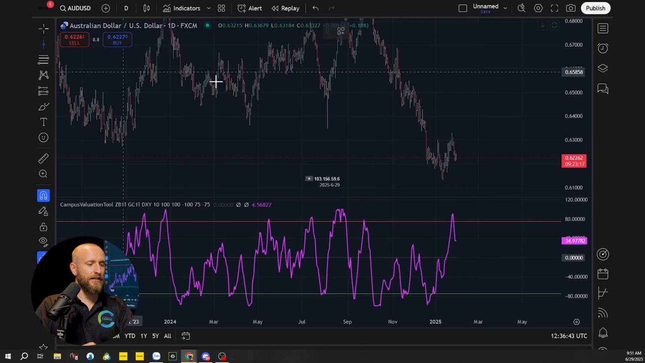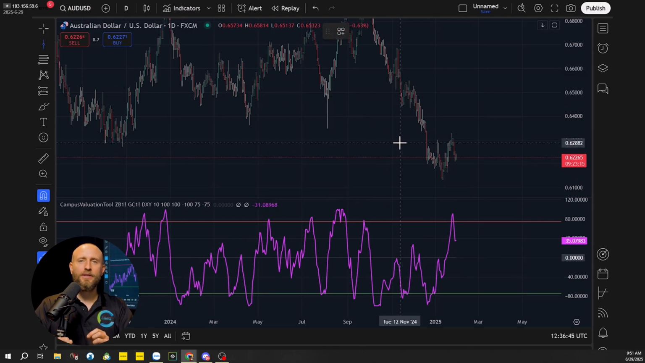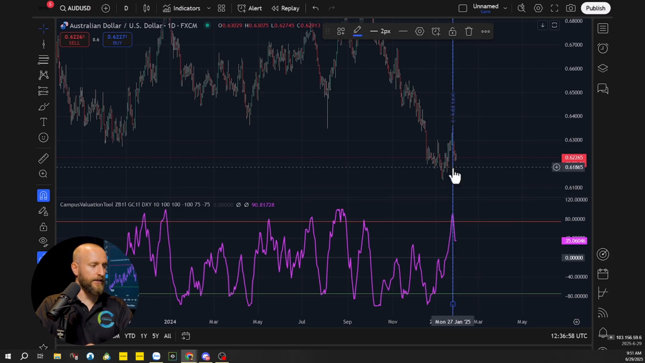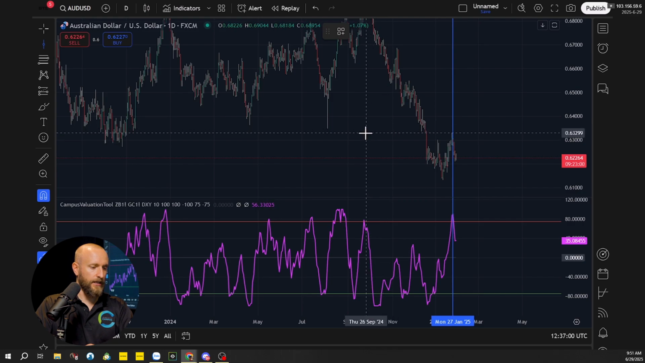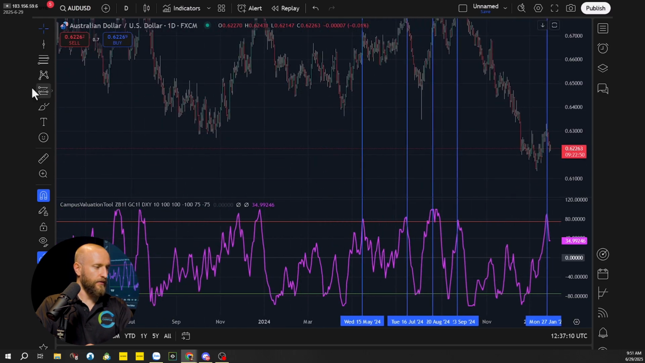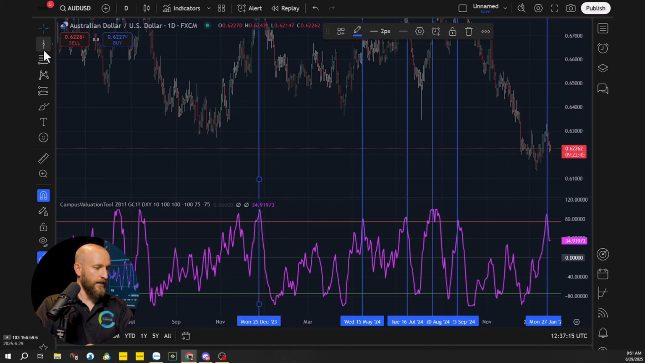I'm going to grab a line here. I'm going to place it every time the indicator showed us an extreme overvalued reading. And then we're going to have a look at what price did. So, for example, we recently have been extremely overvalued. So I'm going to put a vertical line right here. I'm going to do it again here, here, here, and here. And let's do 2 more. For example, here, and we can also pick this one, right?